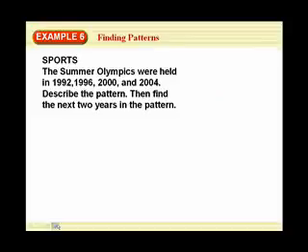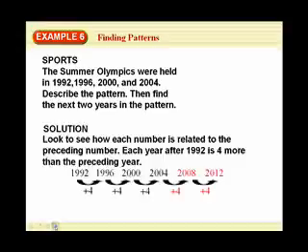Now, in math, a lot of times there's a lot of things with patterns, with numbers. So notice on example 6, it's called Finding Patterns. It says the Summer Olympics were held in 1992, 1996, 2000, and 2004. Describe the pattern, then find the next 2 years in the pattern. So notice if you look at the numbers, look at how each number is related to the preceding number. Preceding means the number before it.